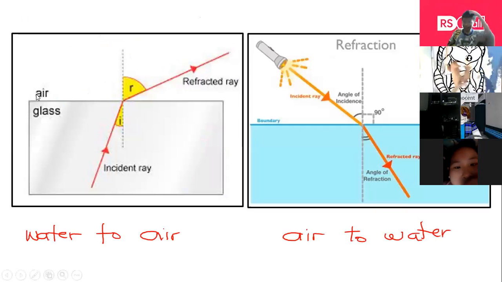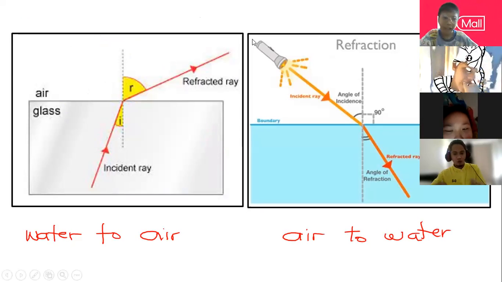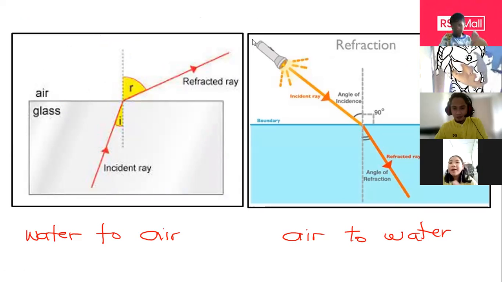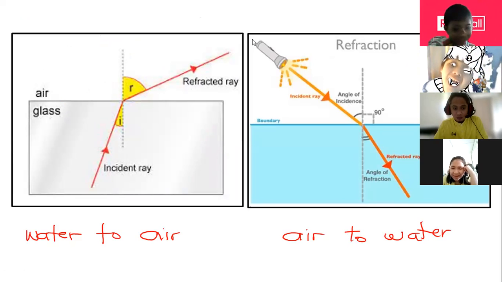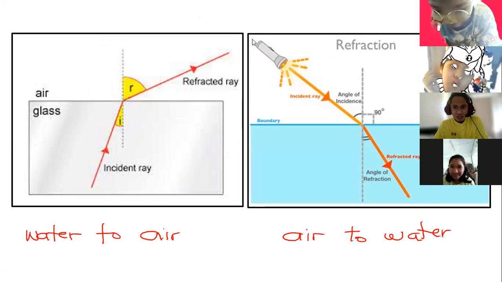What is your observation? Water to air, air to water. Now, tell me your observation. What is the difference between the two? Water to air, air to water, or air to water, water to air. So Pason is making the sentence in the head. Okay, who can?